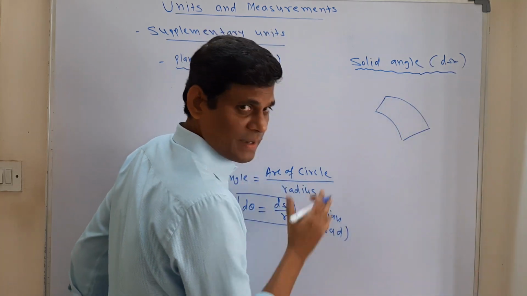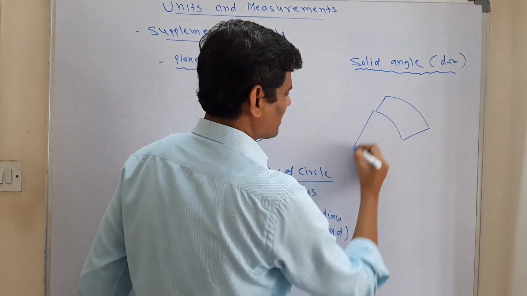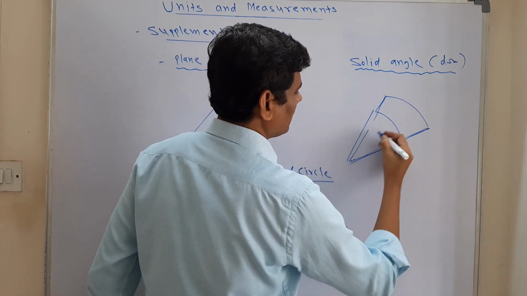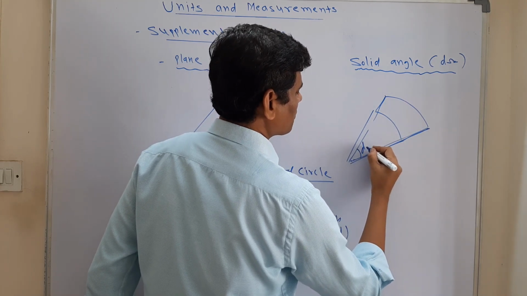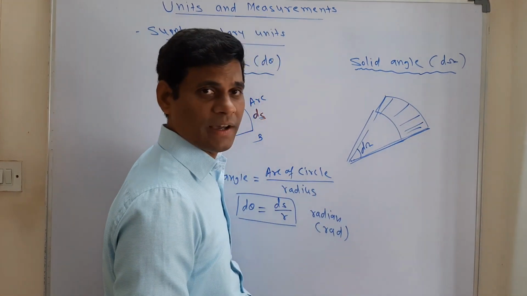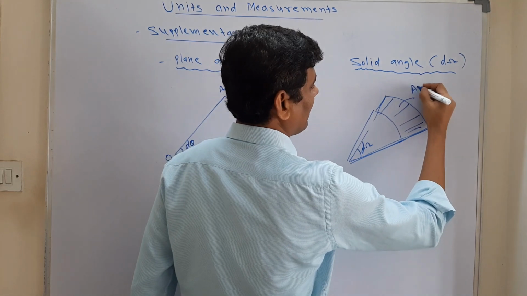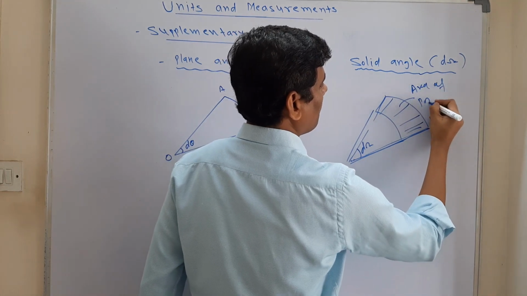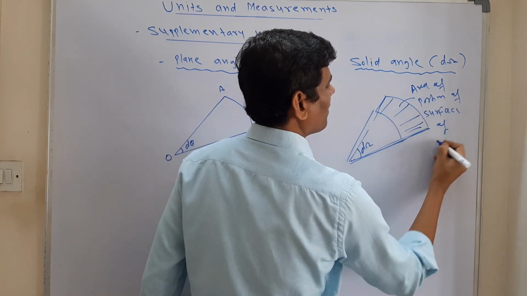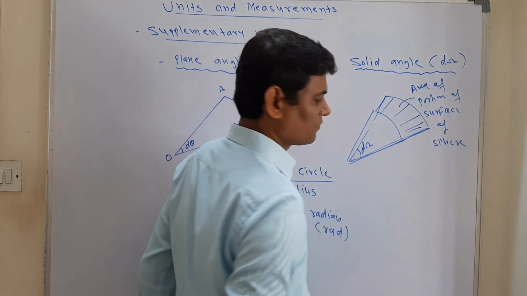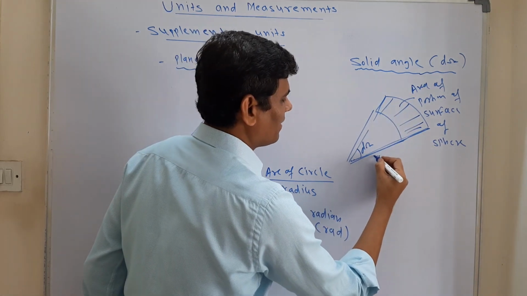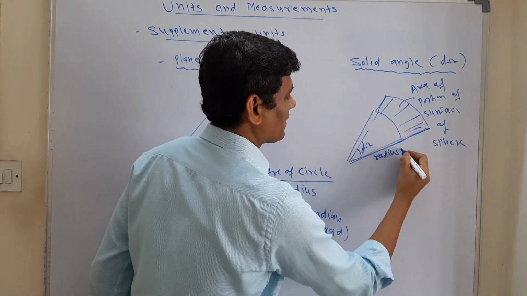Suppose a complete sphere has a small portion. Let us say, three-dimensionally, something like this. This angle is our solid angle. This is a portion of a sphere, so we have to take the area of this portion of the surface of the sphere, whatever area it covers. And again, the radius is equal to R.